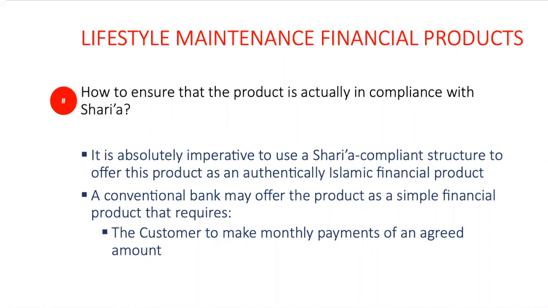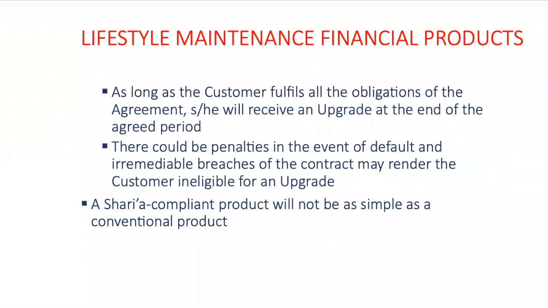financial product. A conventional bank may offer the product as a simple financial product that requires the customer to make a monthly payment of an agreed amount, number one. Number two, as long as the customer fulfills all the obligations of the agreement, they will receive an upgrade at the end of the agreed period. There could be penalties in the event of default, and irremediable breaches of the contract may render the customer ineligible for an upgrade. A Sharia compliant product will not be as simple as a conventional product.